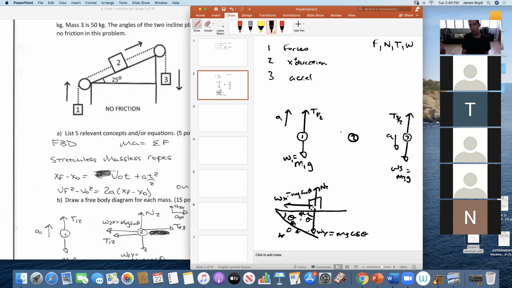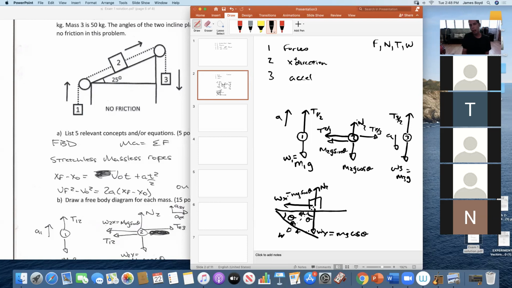And then we have the 2 tensions, so those are easy to draw, whether you call them TA and TB, whatever. This is tension on 2 due to 1, and this is tension on 2 due to 3, but these tensions are equal and opposite third law pairs. There is a normal force, there is a normal on 2. M2G cos, and there is M2G sine.